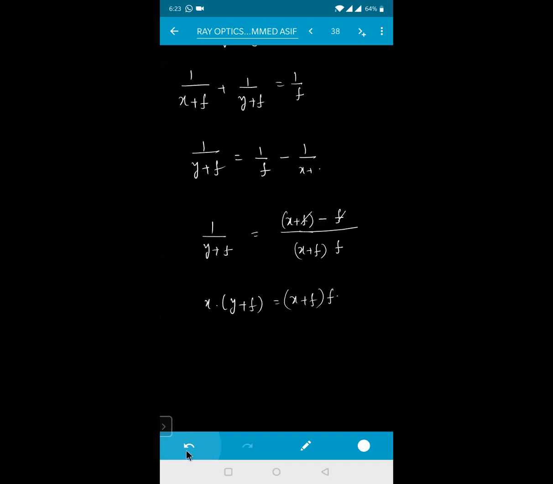Isn't it? So I can even write it like this. I'm just cross multiplying this one, beta, for easy calculation. So x plus f into f will be equal to x into y plus f. You just multiply this out. This will become x into f plus f square, which will be equal to x into y plus x into f. So this xf will get cancelled. So x into y will be equal to f square.